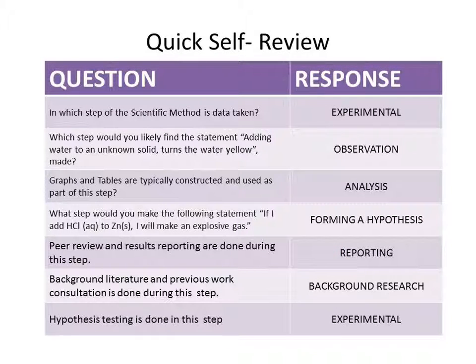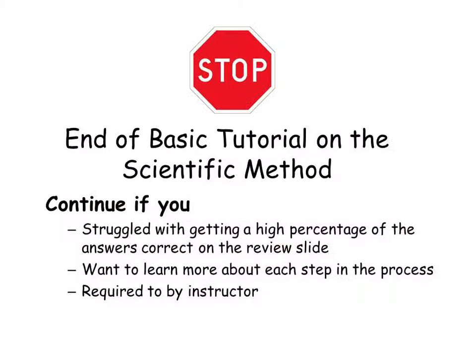And then background research is done when we look for previous work in the literature to try and help us solve our problem or address our question. And hypothesis testing, again, is done in the experimental step. Our experiments are designed to test our hypotheses. So if you did well on these, great. You should consider yourself pretty up to speed on the scientific method. If not, you should go back and review some of the material I just talked about.